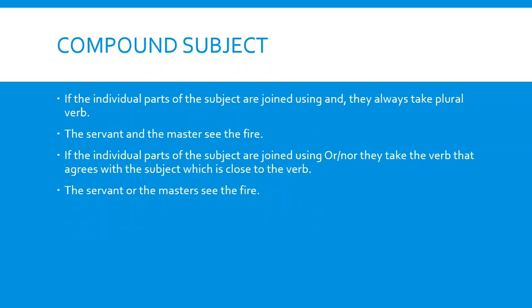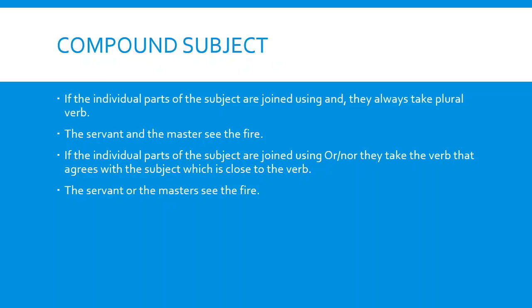Having talked about the compound subjects, dear students, now let us focus on an important rule. We already know that if subjects are joined using and, they take a plural verb. Whether the subject is singular or plural, that does not matter. If the individual parts of the subject are joined using and, always remember they take a plural verb.